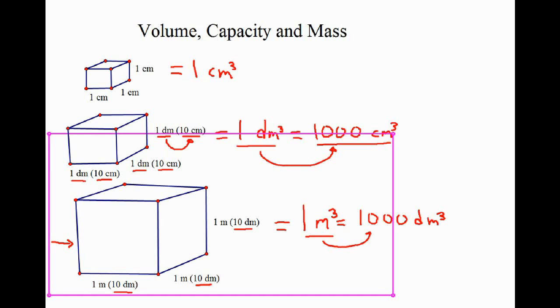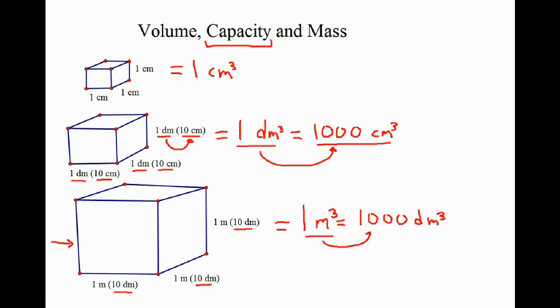So the next thing we're going to talk about are units of capacity. Capacity is very similar to volume in that it measures the size of a three-dimensional shape. But usually when we're looking at capacity, we're looking at the amount of liquid that can fit into a shape. For example, when you buy a carton of milk at the store, the amount of milk in that carton is not usually measured in centimeters cubed. It's usually measured in maybe milliliters or liters. So we're going to talk a little bit about milliliters, liters, and kiloliters.